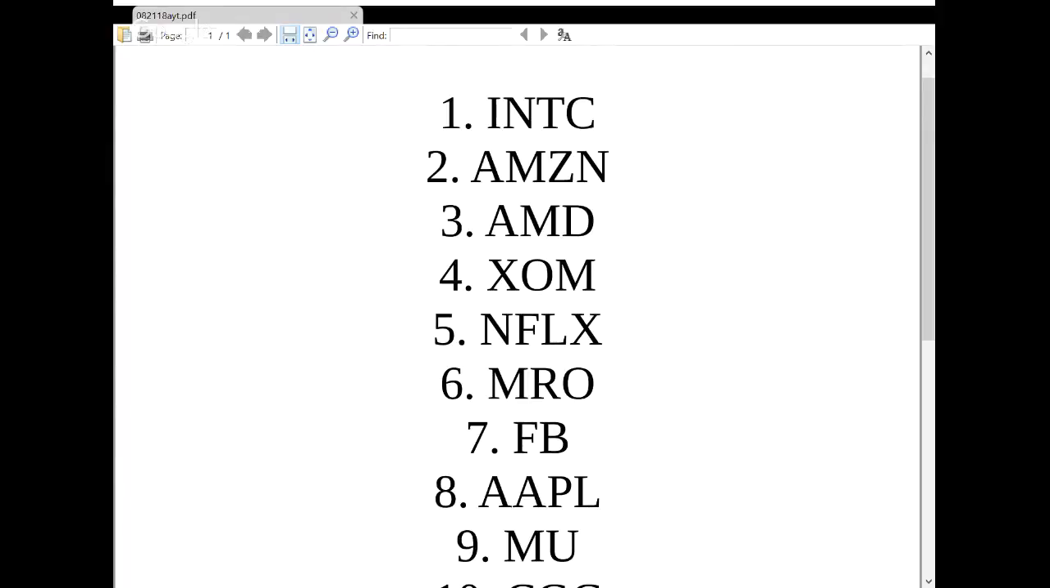Dean was supposed to be here to moderate today, but I think he's having some technical difficulties. So I have Jim Kenney here. We're going to get through as many of these stocks as we can, and we'll see if Dean can join us in a few minutes.